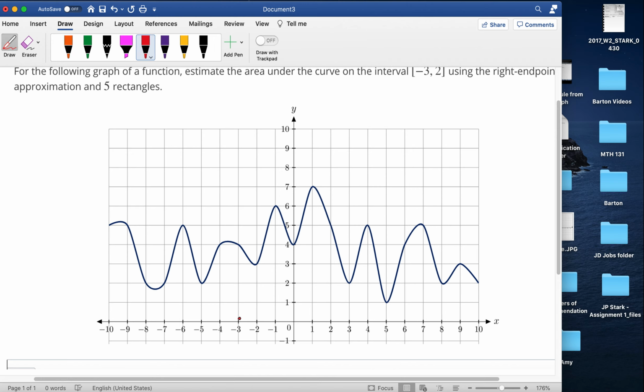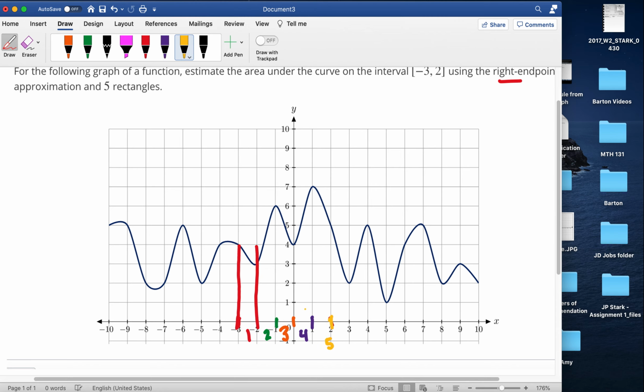So -3 is here, okay, and we're going to go all the way to +2. And the key is that we're using right endpoints, okay? So I'm going to draw a rectangle here, and you'll notice this is rectangle 1, and then here we'll go with a different color for rectangle 2, and then rectangle 3 right here. So you get the idea that there's going to be 5 rectangles. Here's rectangle 4, and then that last one is rectangle 5.